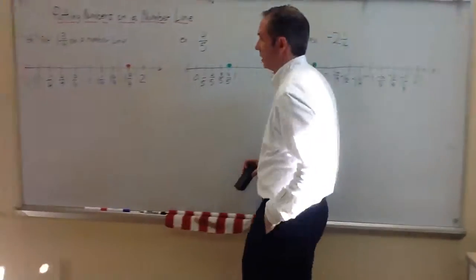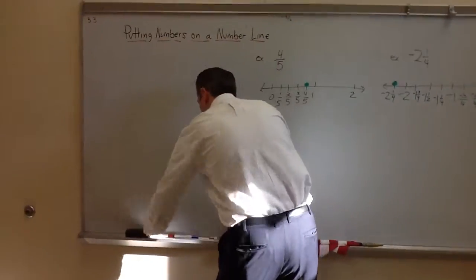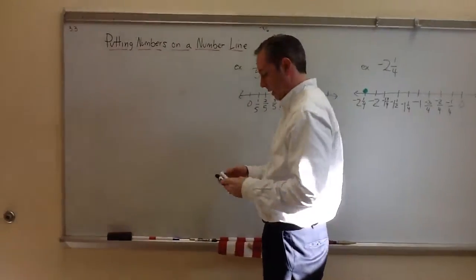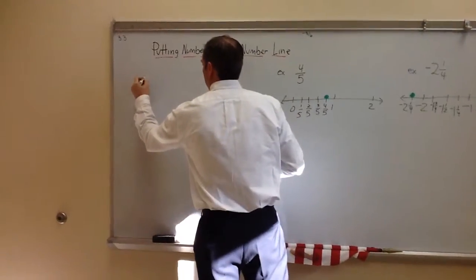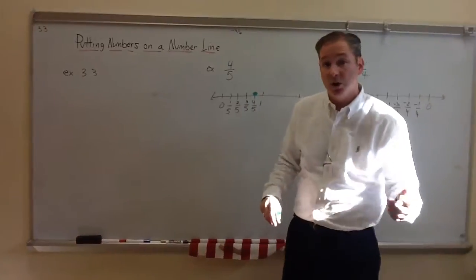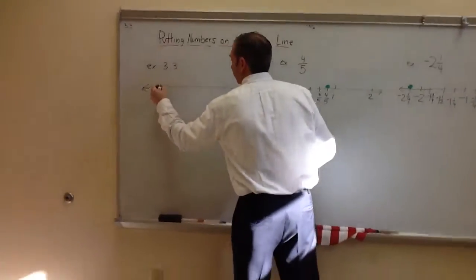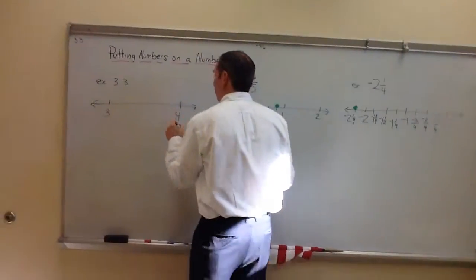Okay, just one or two more examples. Let's see, 3.3 on the number line. So we'll do example 3.3. Now this is a decimal number, but it can also go on the number line. 3.3 is between 3 and 4.